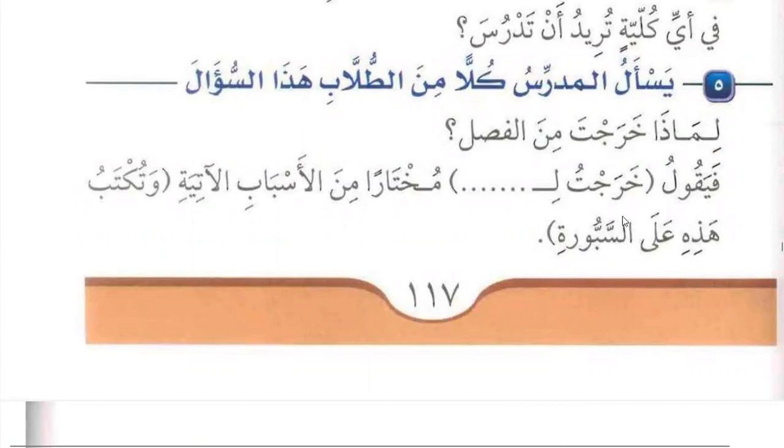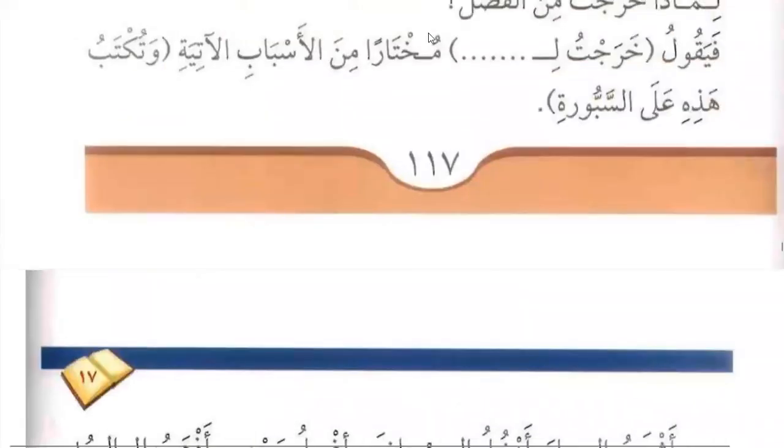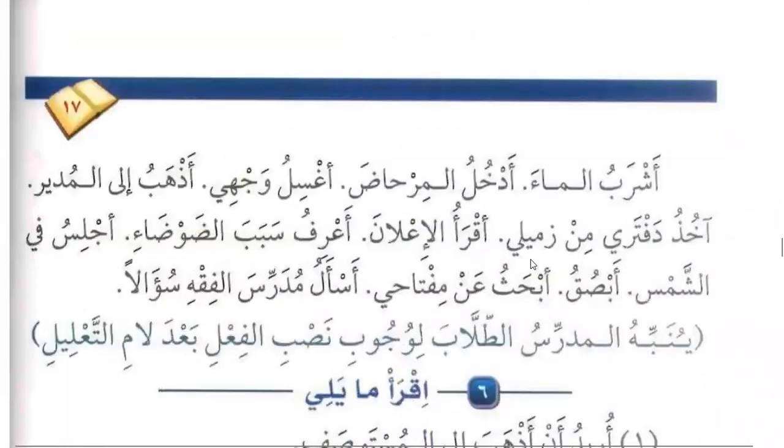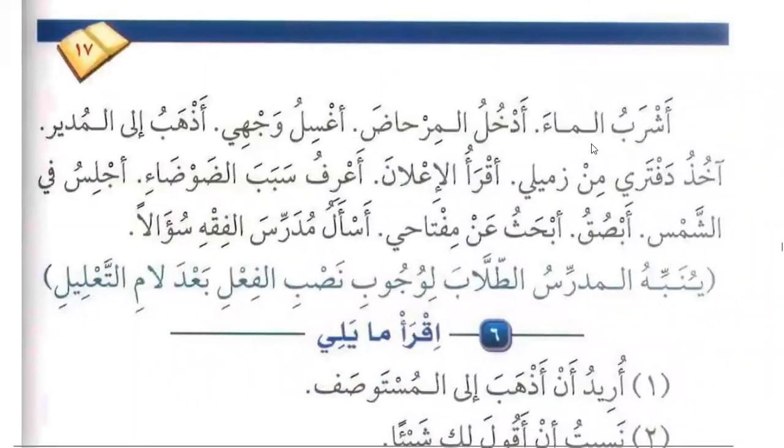So he will say خرجت لي, I went out for, choosing from the following reasons. So you will add خرجت لي to these sentences. When you add لي, the فعل مضارع will become منصوب. So now start adding خرجت لي to these sentences.